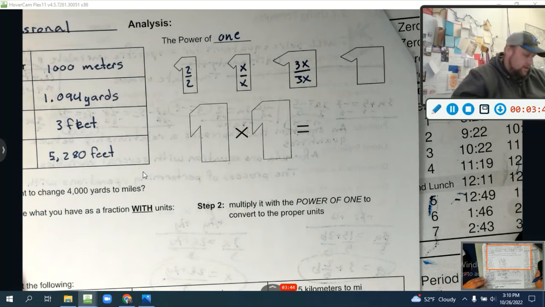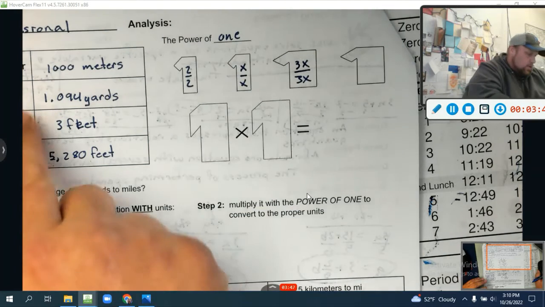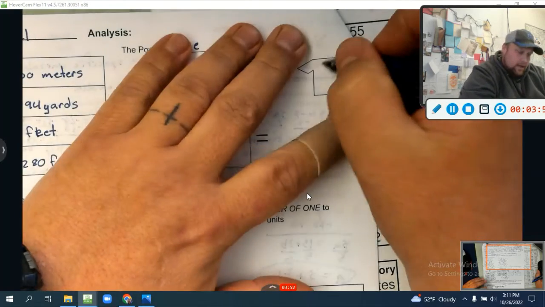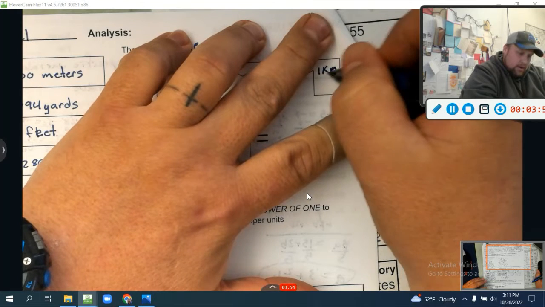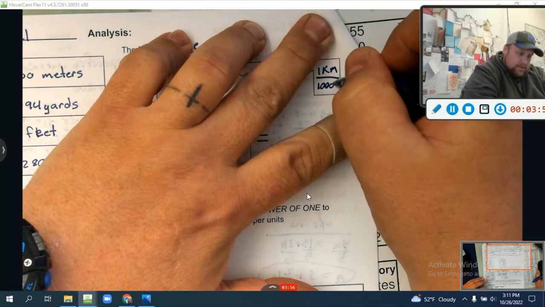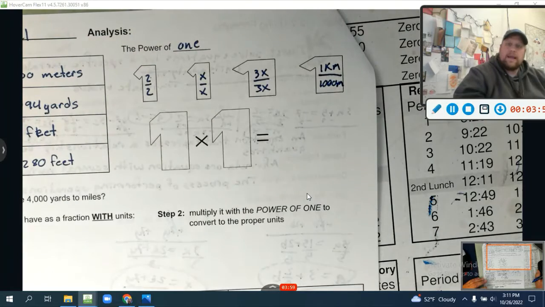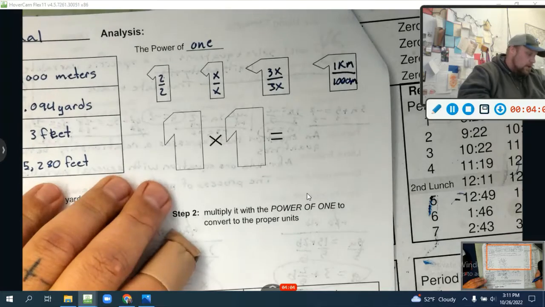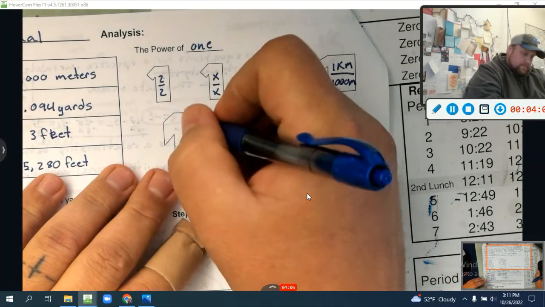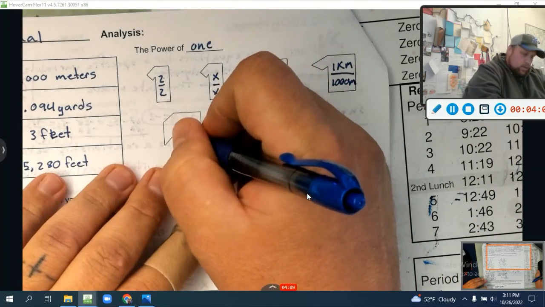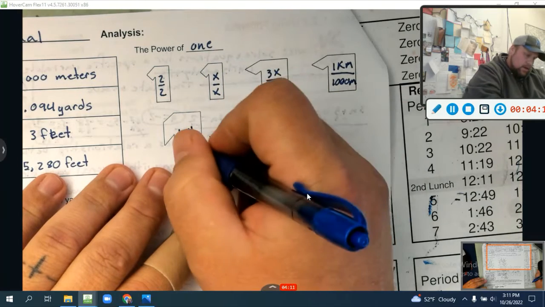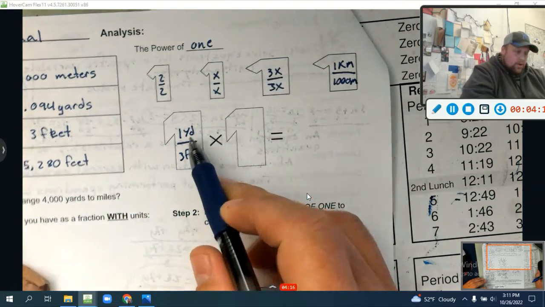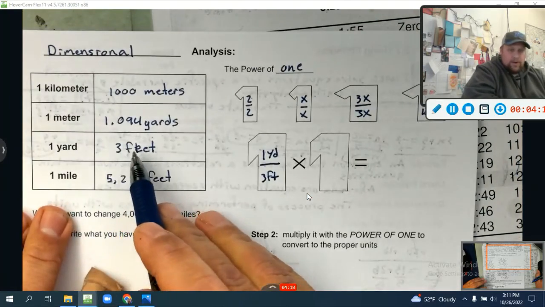Now let's get a little different. We're told right here that 1 kilometer is equal to 1,000 meters. So I could say 1 kilometer divided by 1,000 meters is also equal to 1 because they're the same thing. And how do we use that? Well, we use that down here. What if I had 1 yard divided by 3 feet? 1 yard is equal to 3 feet. We see that over here. We know that, and hopefully you know that anyway.